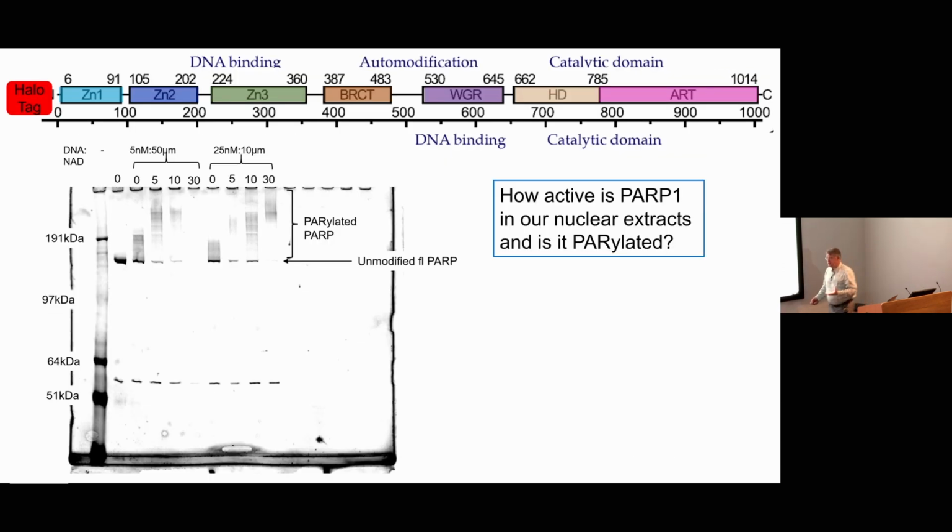Is our PARP active? That was really important in our nuclear extracts. This is a wonderful gel-based assay where you can see autoparylation if you add NAD and DNA to the extract. This is Halo-tagged PARP, so the Halo tag you can run on the SDS gel and see the fluorescence. What you're seeing here is that over time, it gets autoparylated and gets much bigger. So it's very active in our extracts. Could we see single events of PARP being active in the flow cell? That was a challenge that Matt took on.